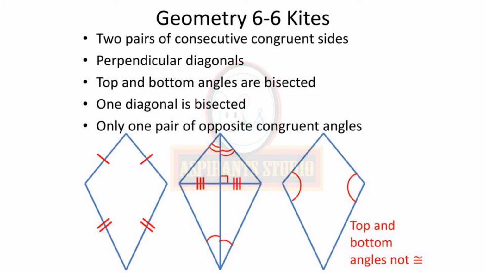Two pairs of consecutive congruent sides, perpendicular diagonals, top and bottom angles are bisected. One diagonal is bisected and only one pair of opposite congruent angles. You can see in these figures. Now look at the first figure. You can see two pairs of consecutive congruent sides in the first figure. In the second figure, you can see the perpendicular diagonals. And also in the second figure, you can see the top and bottom angles which are bisected because of the perpendicular diagonals.